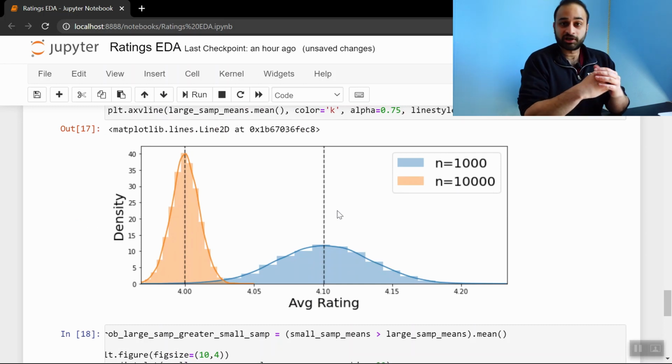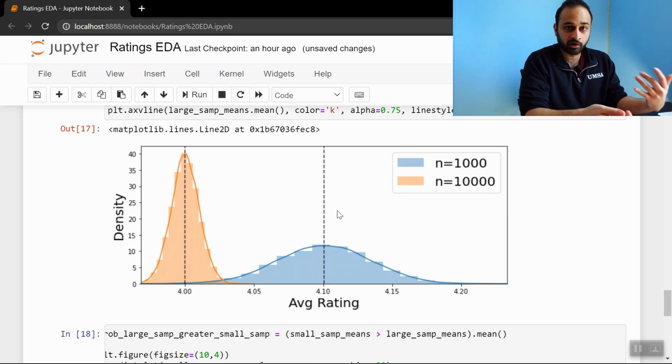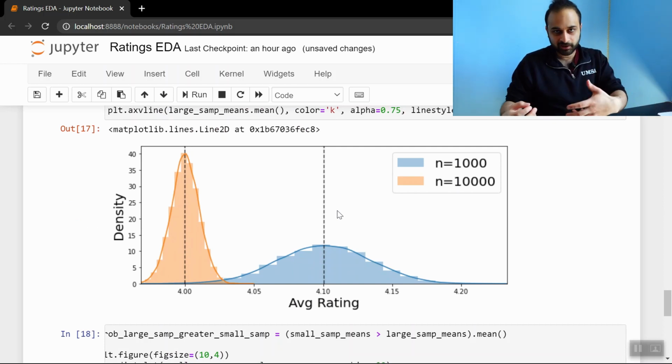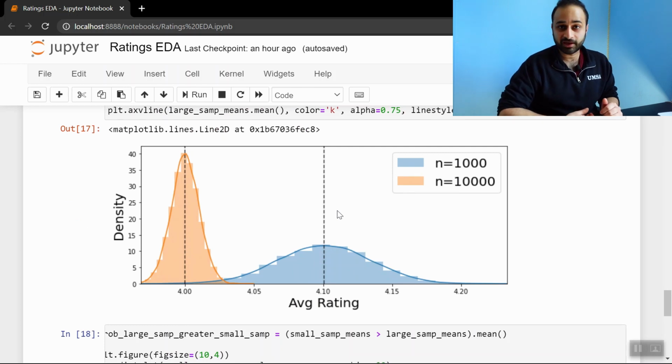So now the story has changed a lot. Now there's a lot less room for argument between different people. Clearly, this blue distribution with 1,000 samples is pretty much always ahead of this red distribution with 10,000 samples.